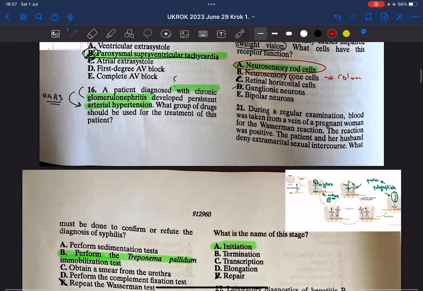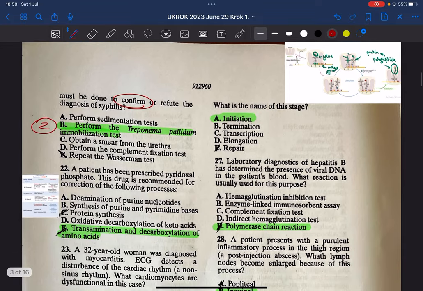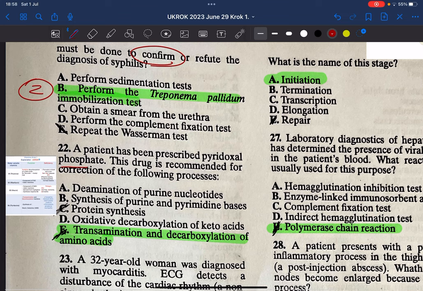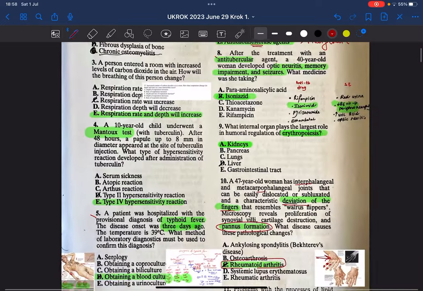During a regular examination of a pregnant woman, we detect the Wassermann reaction. This Wassermann reaction is the reaction we use to diagnose syphilis, and it was positive. We need to confirm the syphilis, so we basically do two tests. First, we do the Wassermann reaction, a complement fixation reaction; if it is positive, then we confirm the syphilis by the Treponema pallidum immobilization test. So it's a confirming test. Pyridoxal phosphate, vitamin B6, is responsible for transamination and decarboxylation of amino acids, from the base.